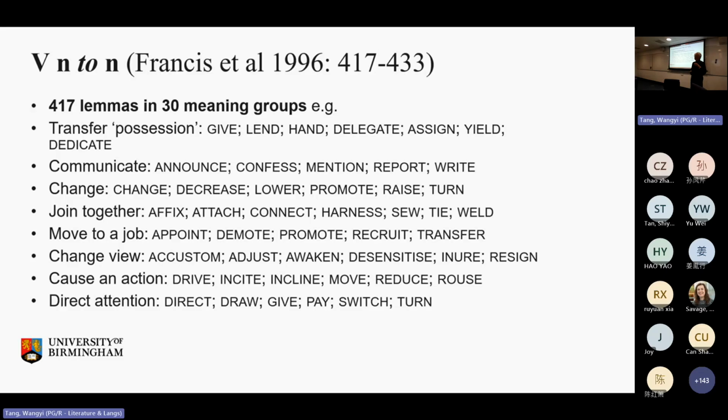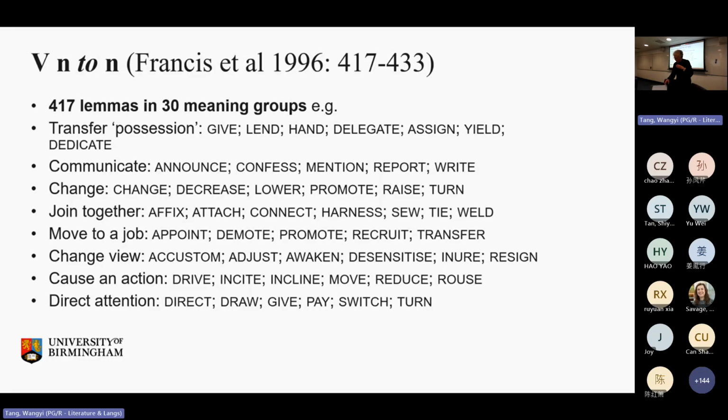So in 1996, a book was published which brought together all the verb patterns in the Cobuild dictionary, and listed exhaustively, believe me, exhaustively, all the verbs that have a particular pattern, and divided those verbs into meaning groups. So for this pattern, we had 417 lemmas, and we divided those into 30 meaning groups.